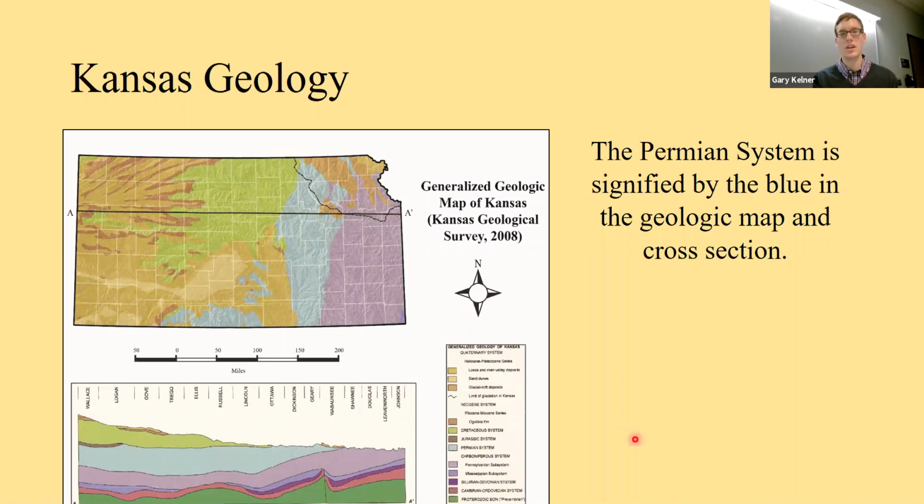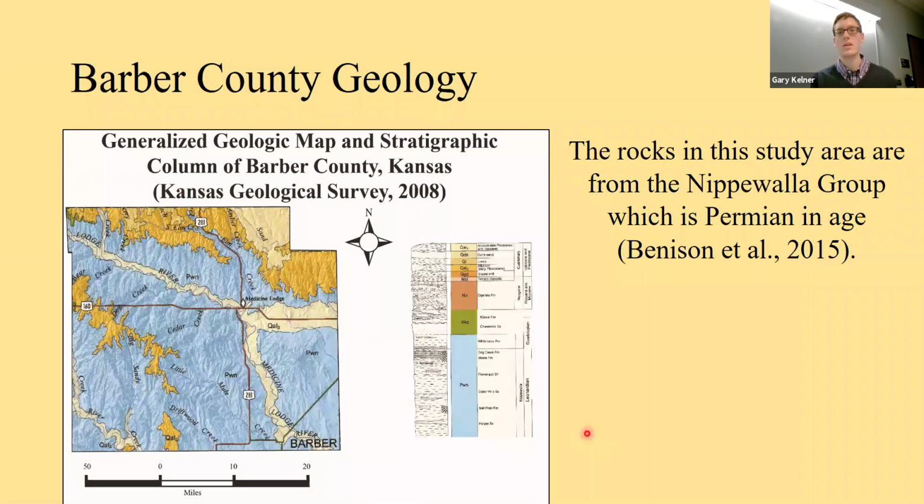Looking at the geology of Kansas as a whole, this research was conducted in Barber County, which is indicated by the laser pointer, and the rocks here are Permian in age, which is signified by the blue in this statewide geologic map and also the geologic cross-section. Looking at Barber County specifically, the rocks within this study area are from the Nippawalla group, which is Permian in age and was formed around 279 million years ago.